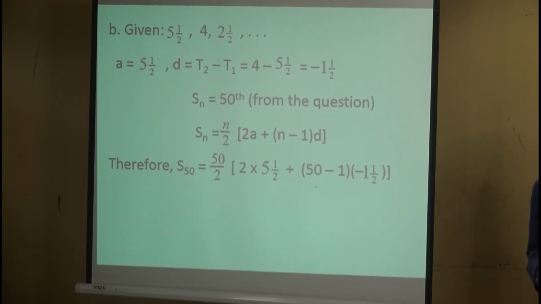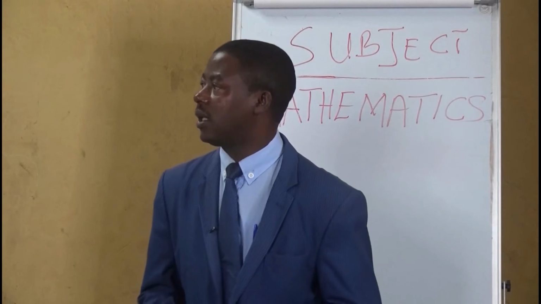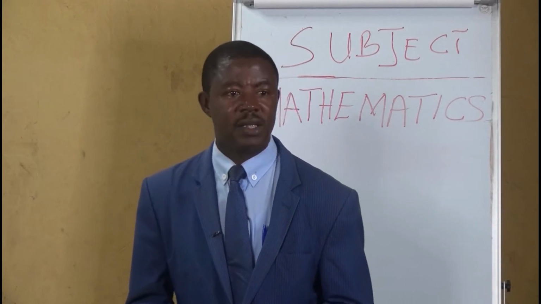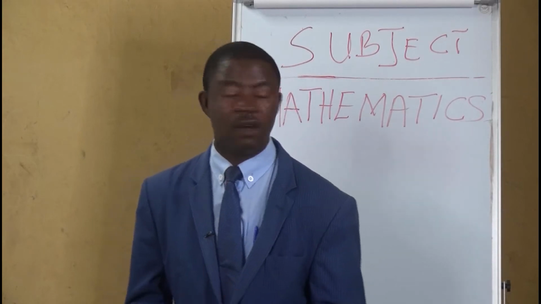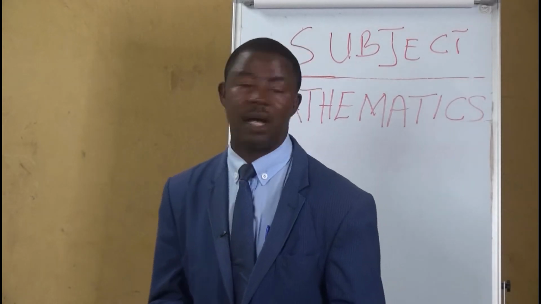Then B, the sequence is 5.5, 4, 2.5, and so on. The first term is 5.5. The common difference is T2 minus T1, which is 4 minus 5.5. It will give us minus 1.5. Then sum of n terms, we are expected to find the sum of the first 50 terms.